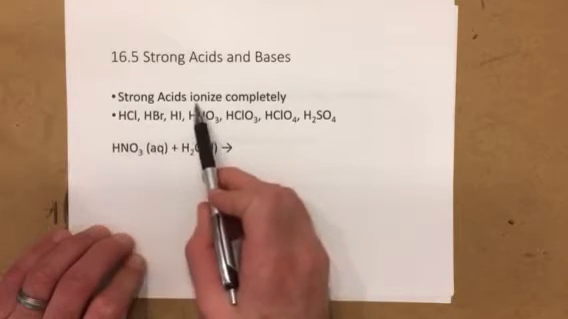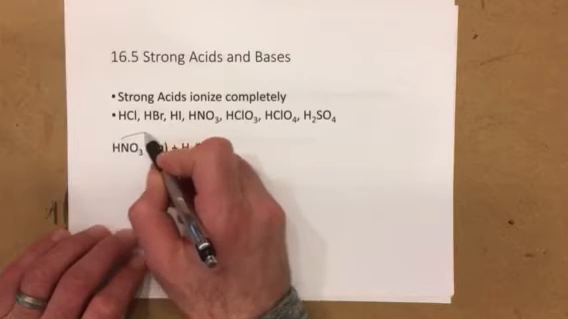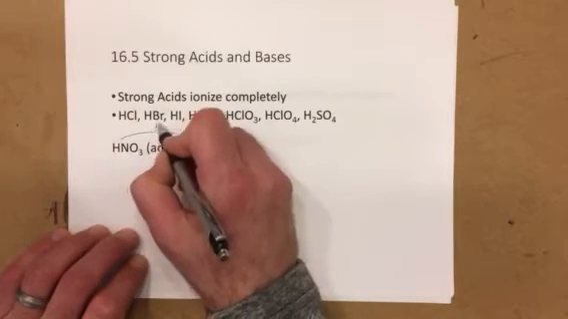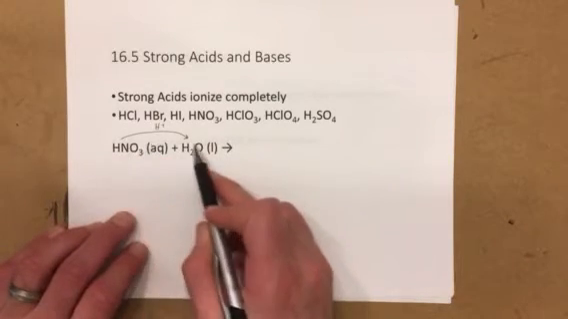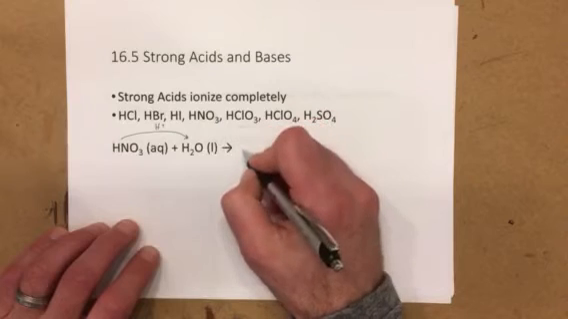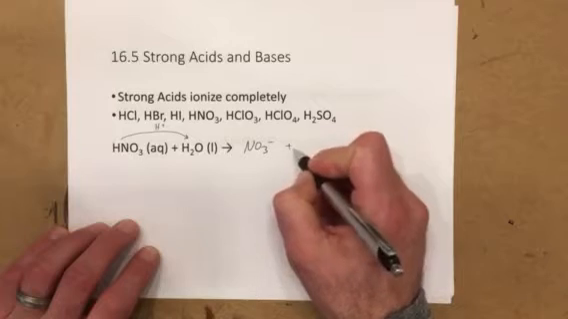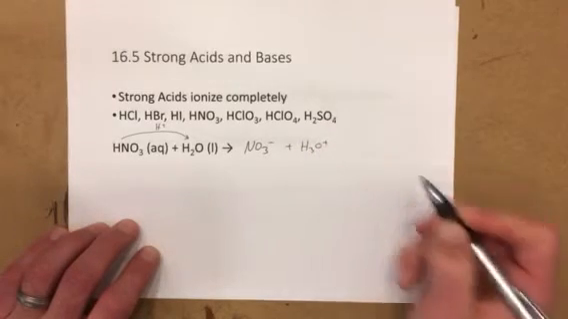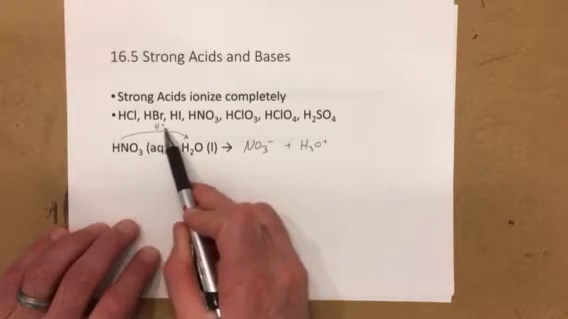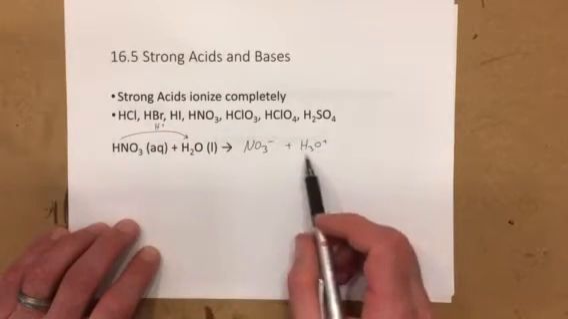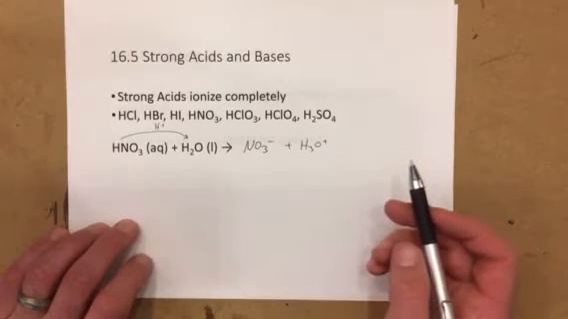What I mean by strong acids ionize completely is that however much acid you have, acids are proton donors, and so 100% of this acid is going to split apart and donate its proton to water. At the end, you're going to have NO3 minus and H3O plus. There's not going to be any acid remaining at the end. It's all going to be donating its proton to the water. So whatever the concentration of the acid is, that'll be the concentration of hydronium in the end.